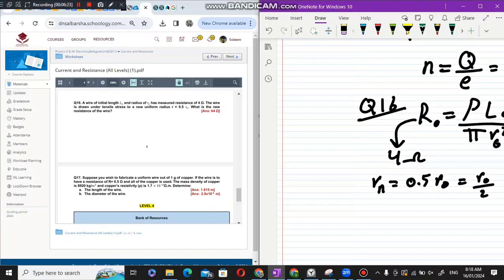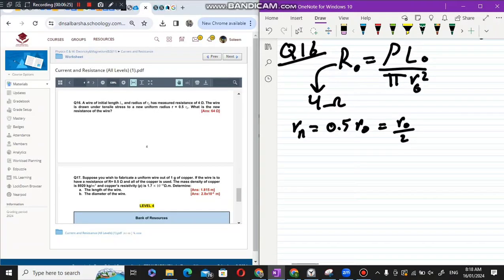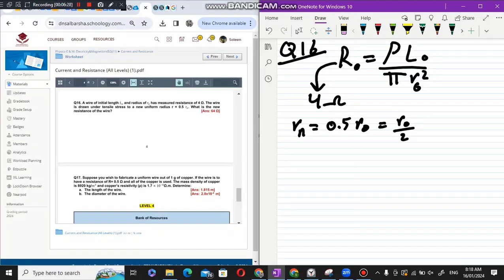Then we can do the following. Since we have tensile stress, it means that the same volume of the material will exist. However, what is the volume equation for this? So if we have a wire, the wire is a cylinder.